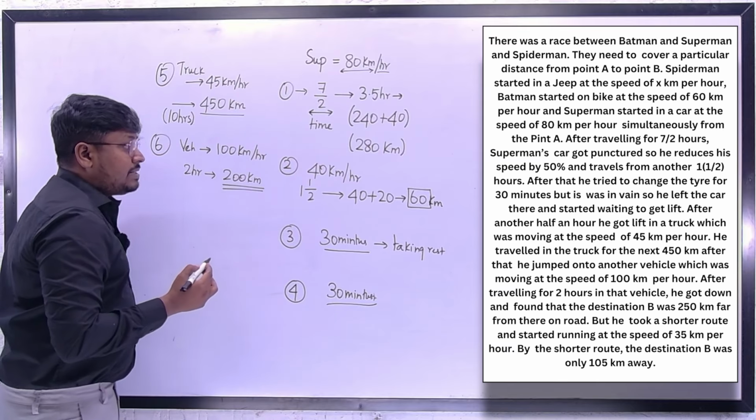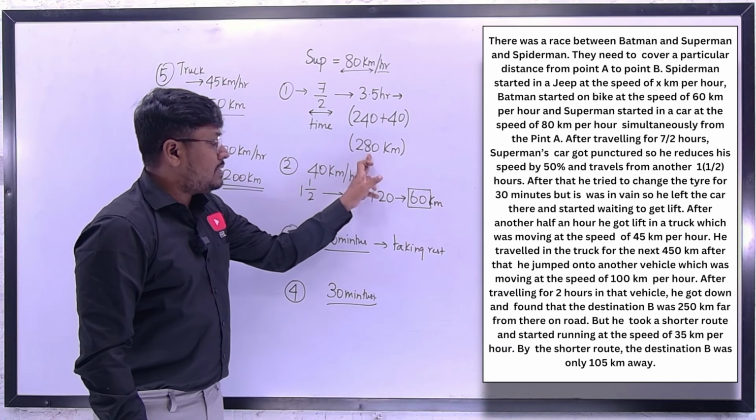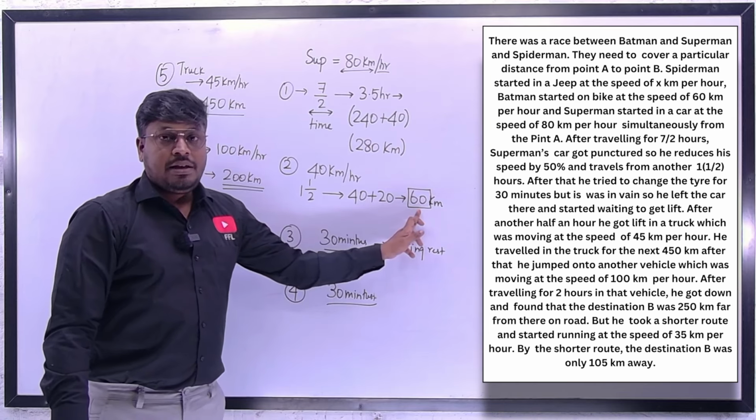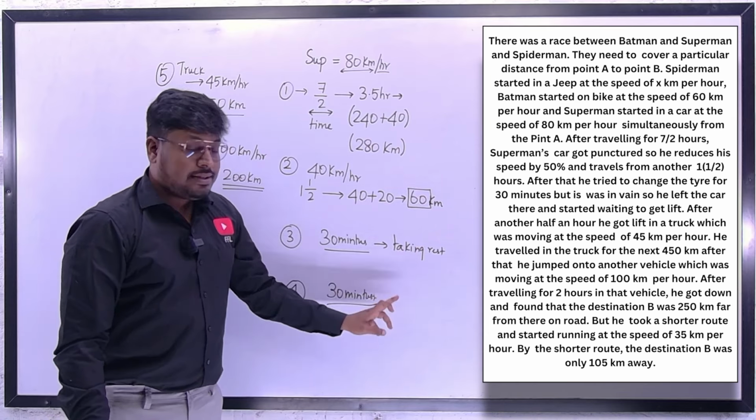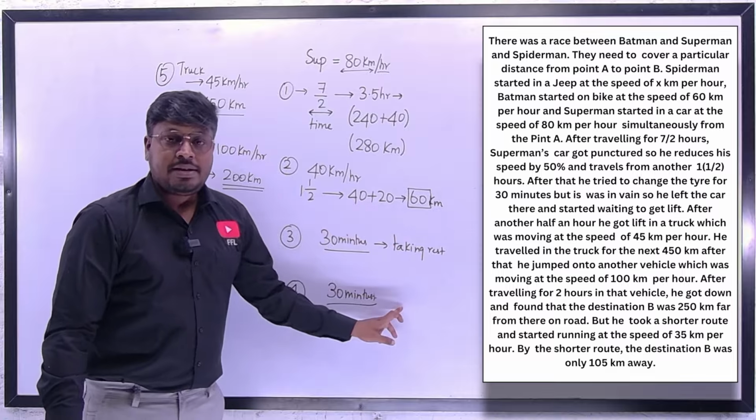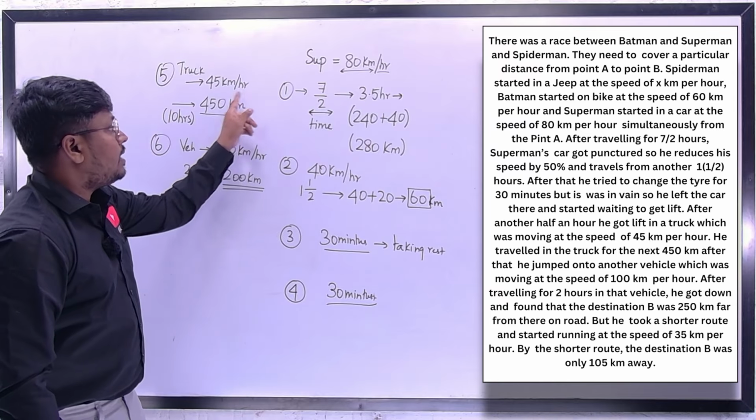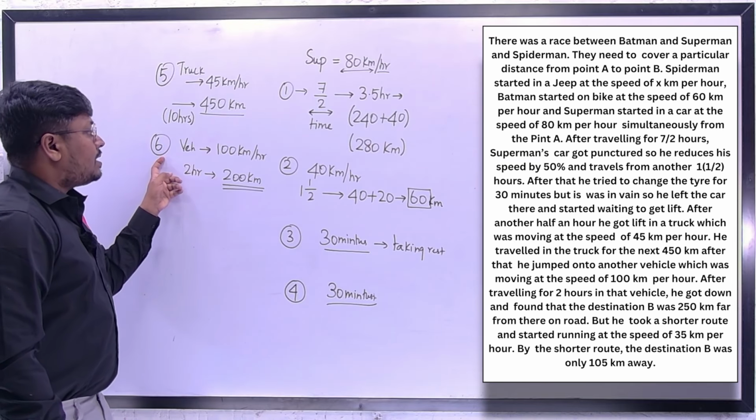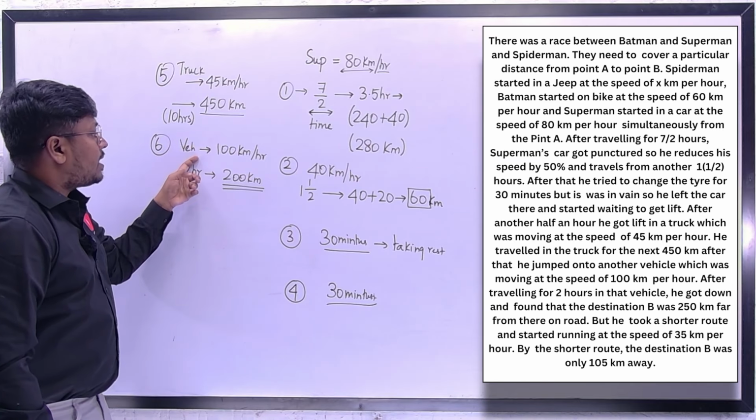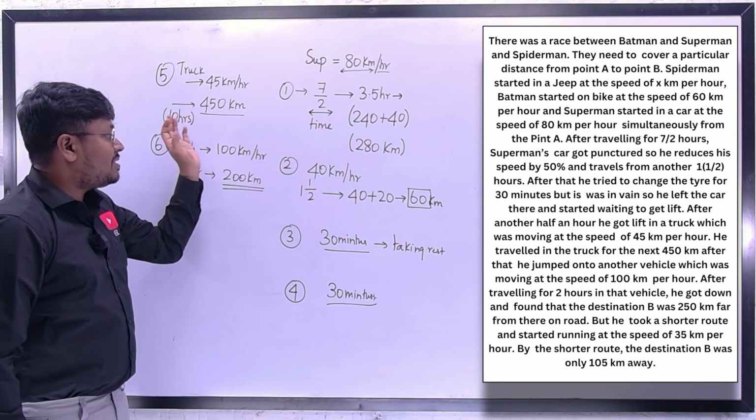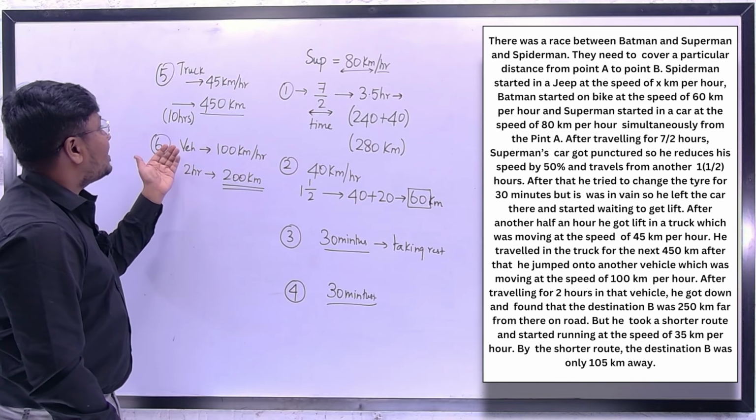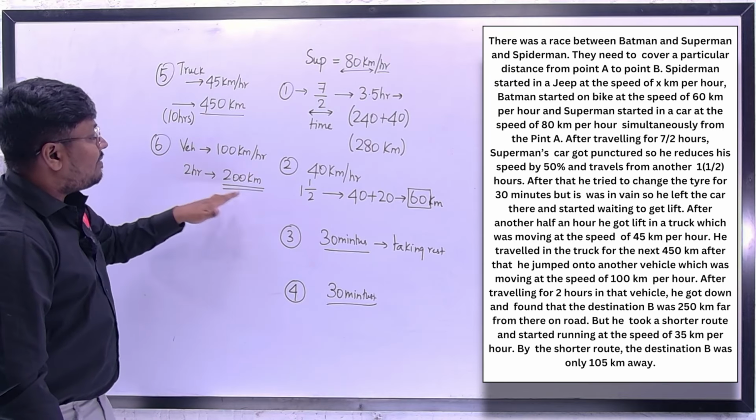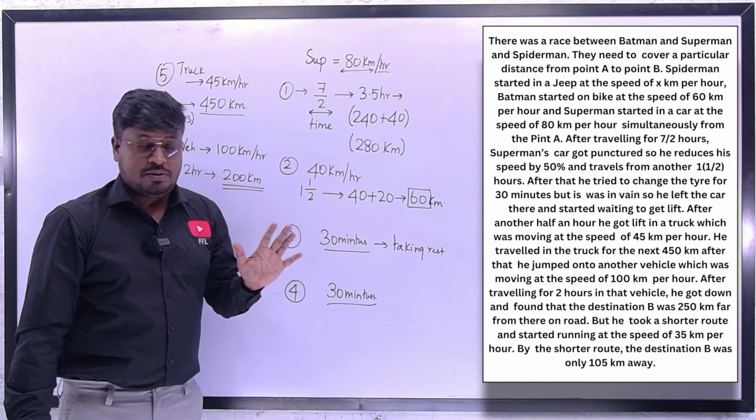So interesting, right? 280 first, and then after the puncture he traveled 60 kilometers, waited for half an hour, and then another half an hour, so 1 hour he waited, and then he got a lift in a truck. He traveled 450 kilometers, and then he jumped from this truck to another vehicle. Yes, he is Superman, he could have jumped. I don't know what the sentence means. Okay, so he jumped into another vehicle, and then he is traveling 2 hours, which will be 200 kilometers.